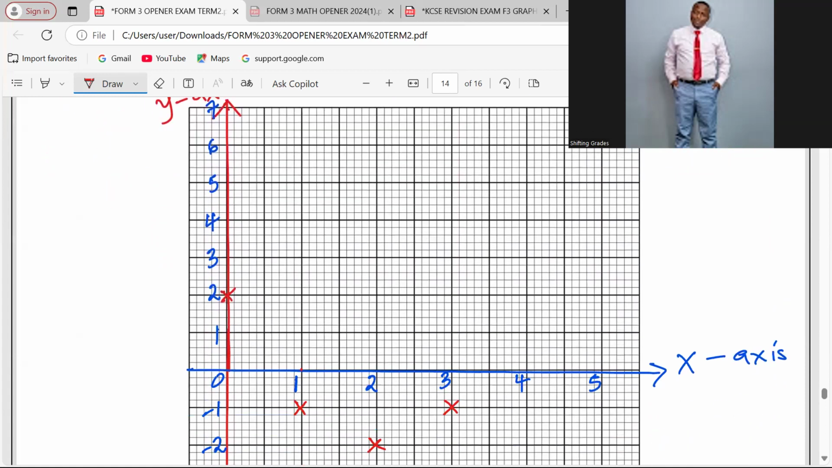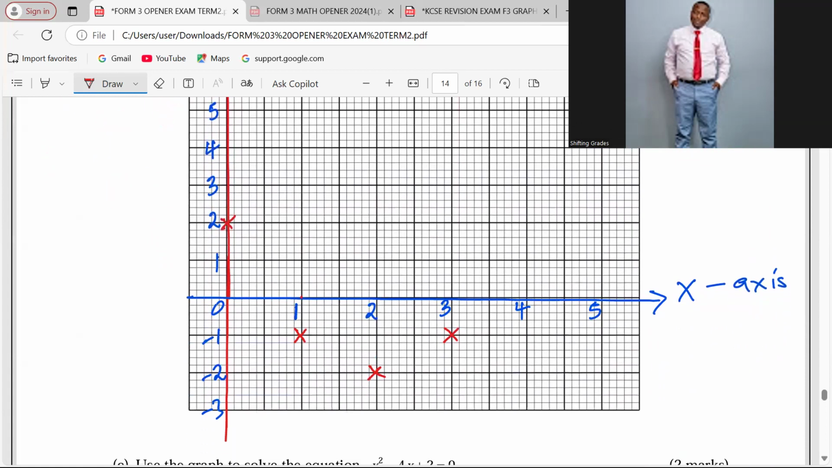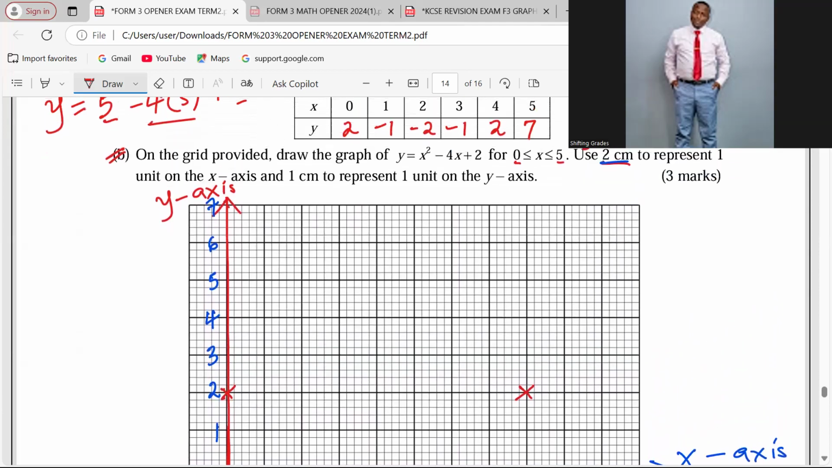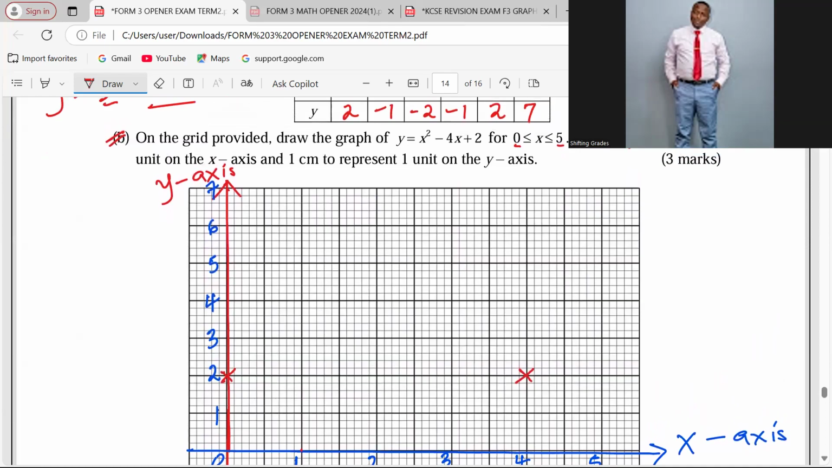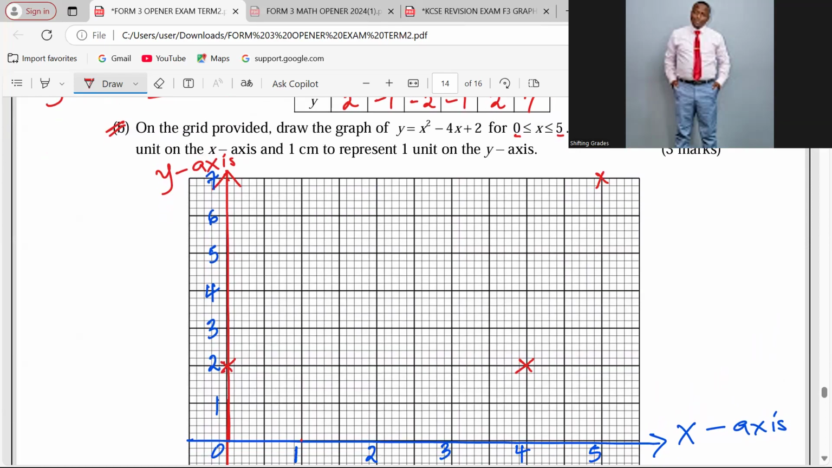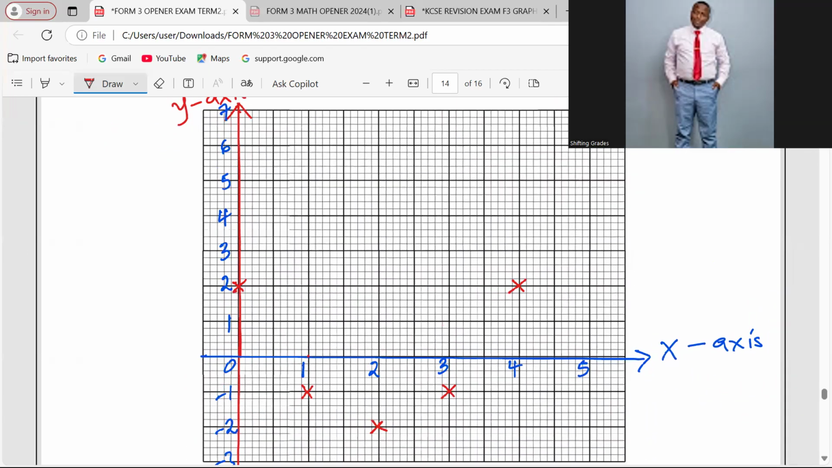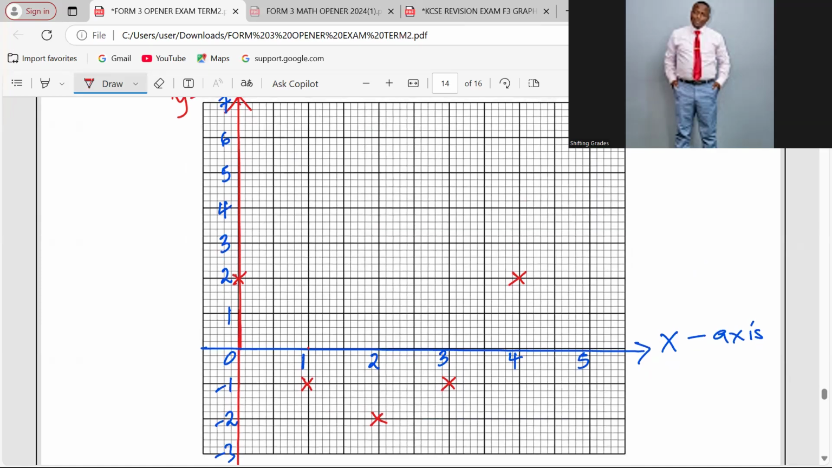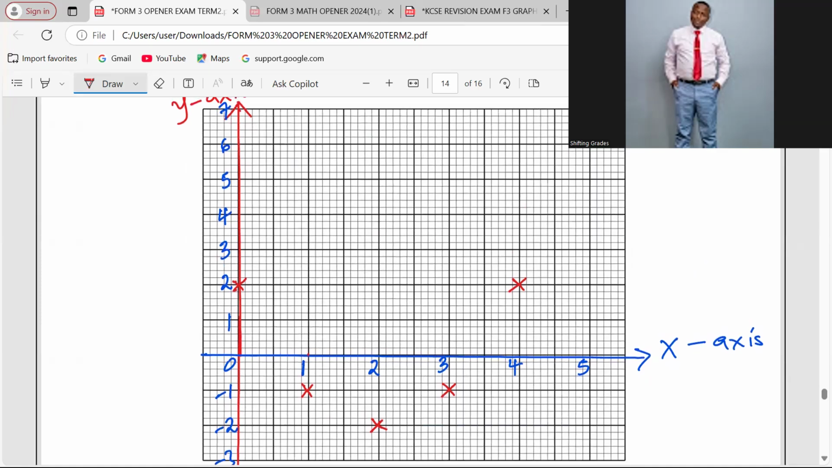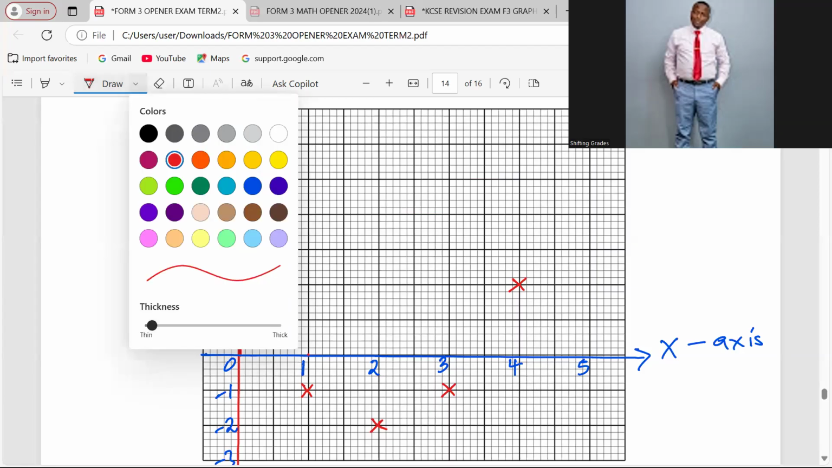Let me plot (4, -2), at this point. Then finally, we have (5, 7), at this point. You can see now the plotted coordinates are already predicting a curve which has one turning point, implying that the curve is quadratic.